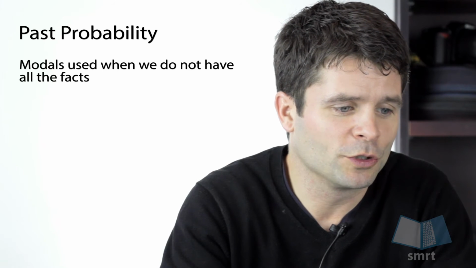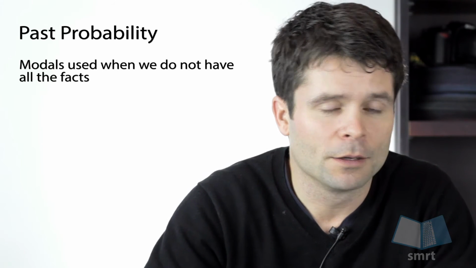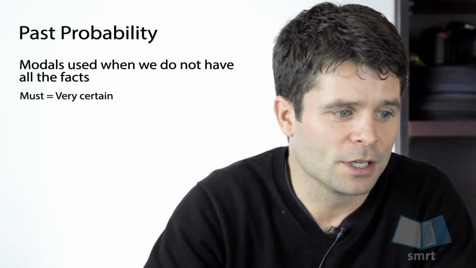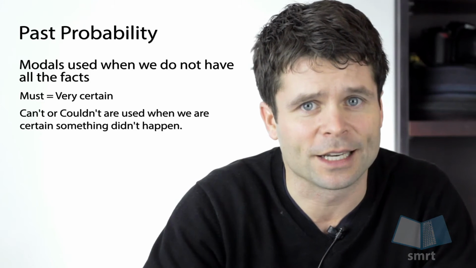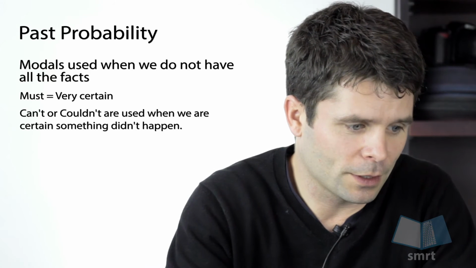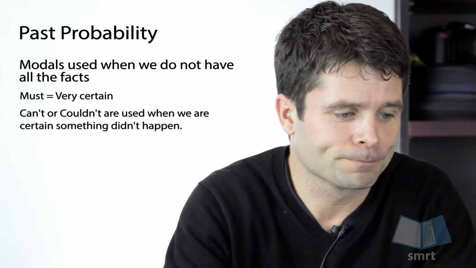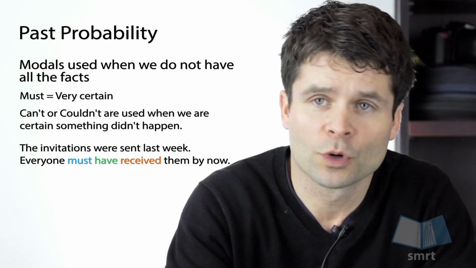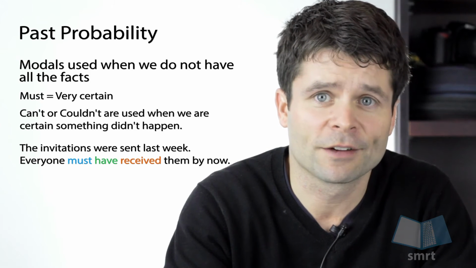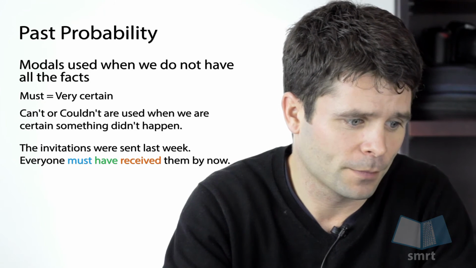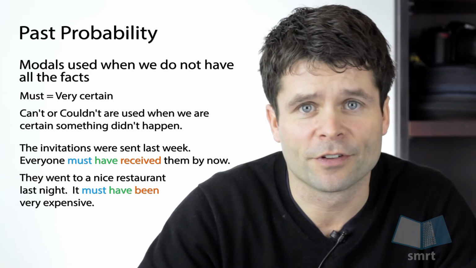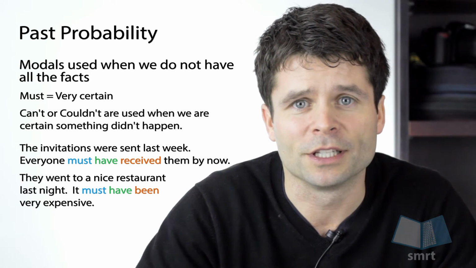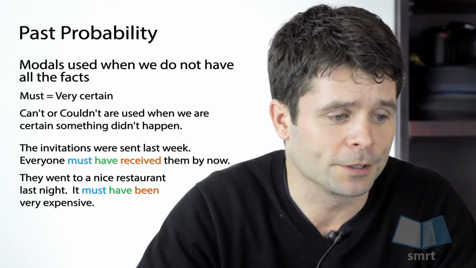Modals are used when we do not have all the facts. Must is very certain. So can't or couldn't are used when we are certain something didn't happen. I'll give you some examples here. The invitations were sent last week. Everyone must have received them by now. They went to a nice restaurant last night. It must have been very expensive. That's my own opinion because it's an expensive restaurant.